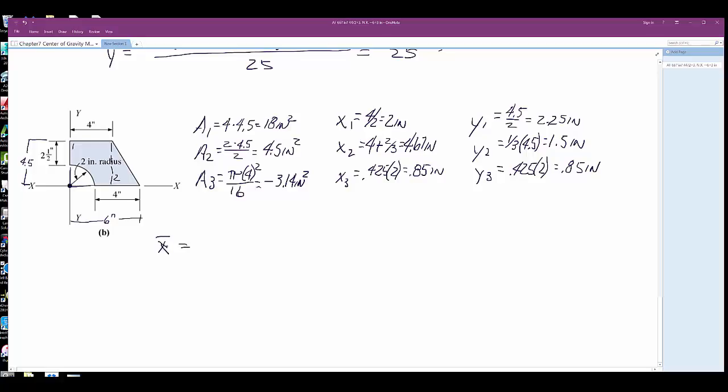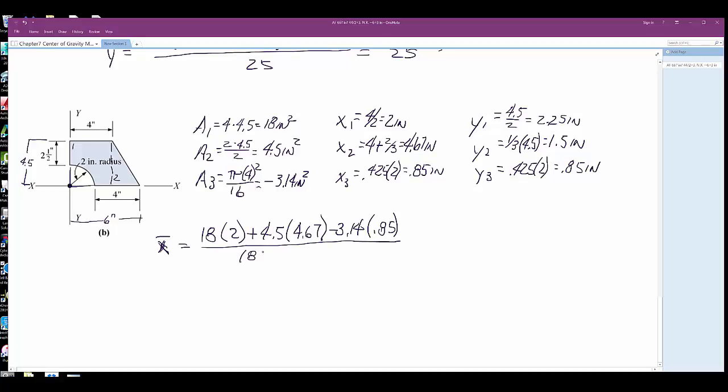So X bar, and again, that's the X value to locate the center of gravity, is going to be 18 square inches times 2 inches, plus 4.5 square inches times 4.67, minus 3.14, the area of that quadrant, times 0.85, divided by the summation of the areas.